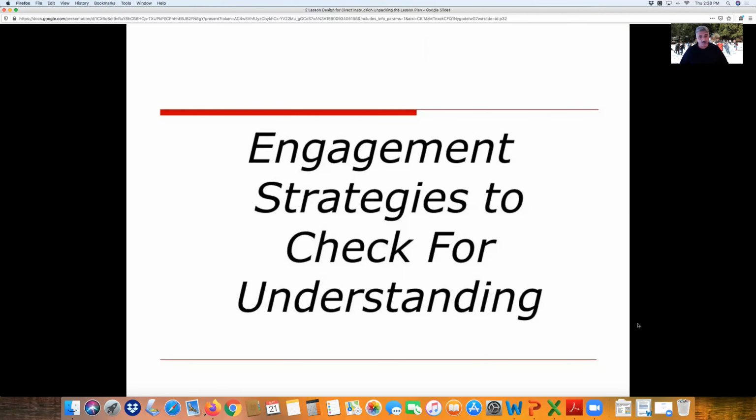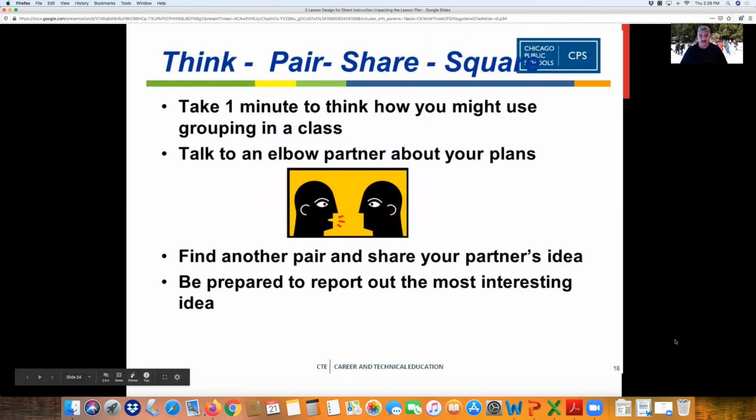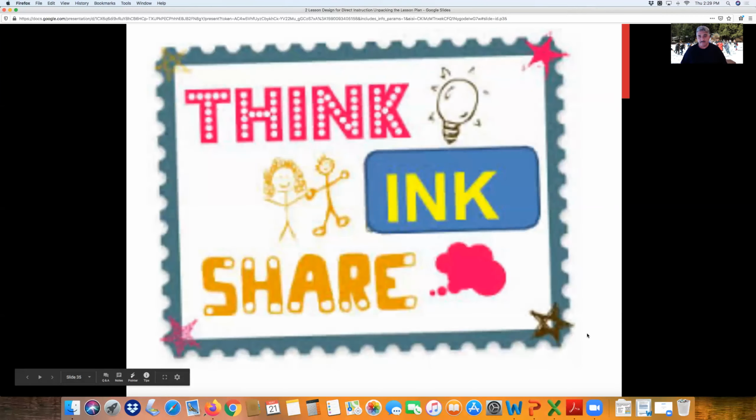I'm just going to run through a few strategies, what we call engagement strategies, to check for understanding. Think, pair, share is classic, one of the most important ones. You should be using these all the time. There's a variation called think, pair, share, and then you add one more, which is square. Let's say you have a team of 4 kids, you do think, pair, share. So partners think and then pair up and share, and then you square up and get the best thoughts out of those 4 minds once they all talk about their ideas.